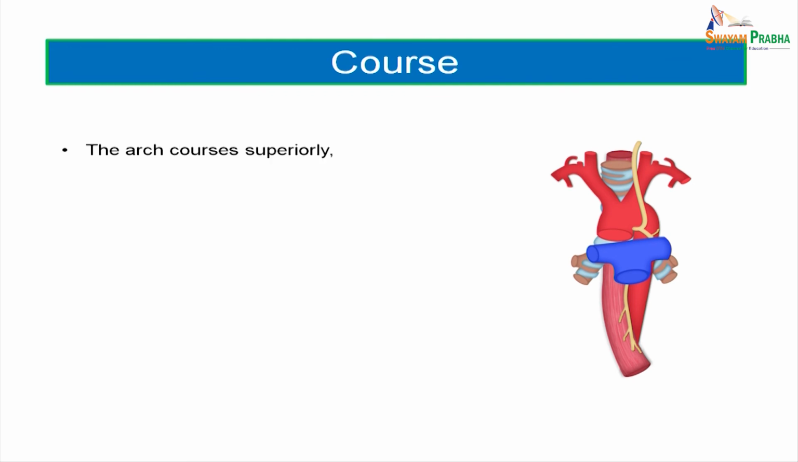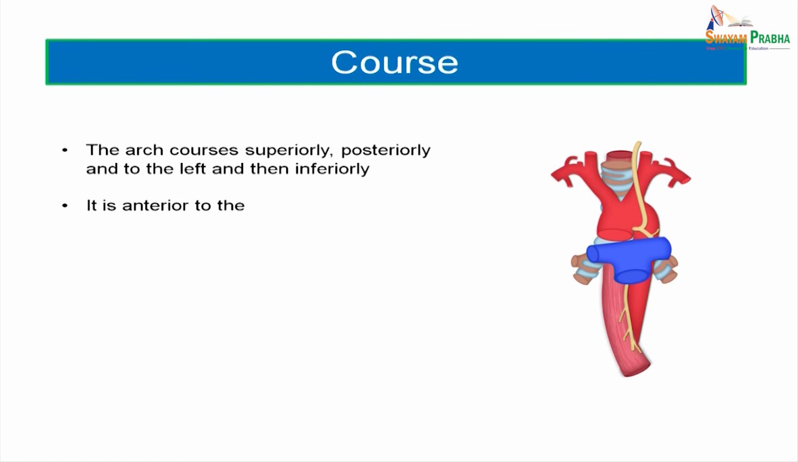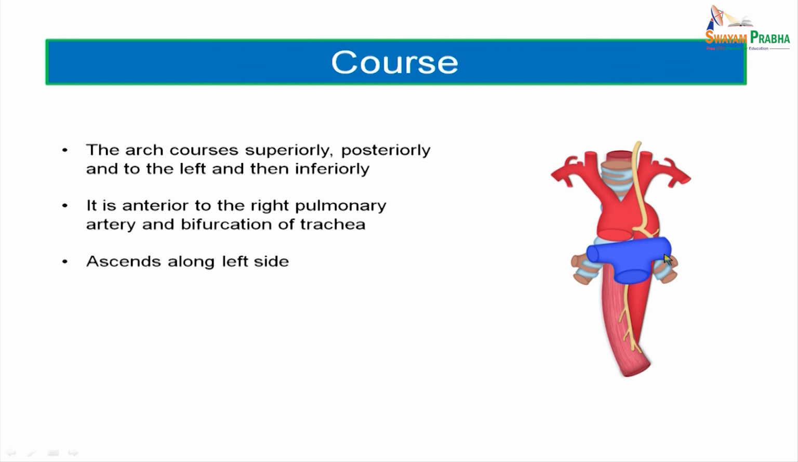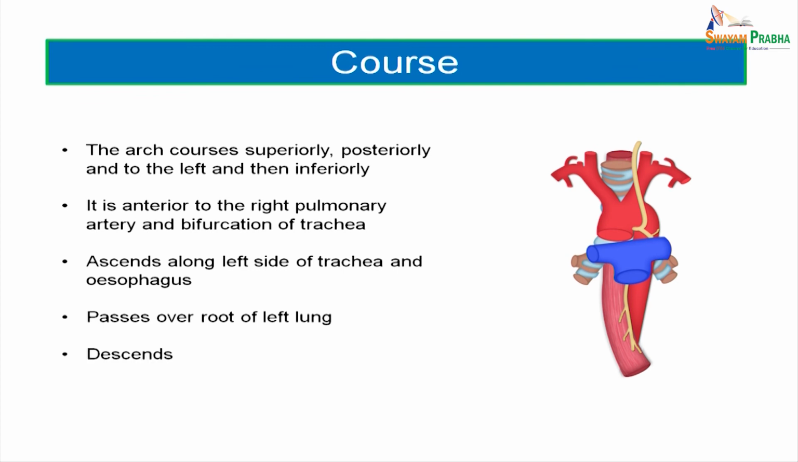So what is the course of this arch? Initially the arch courses superiorly, posteriorly, and to the left, and then finally inferiorly. It is anterior to these two structures, that is the pulmonary artery and the bifurcation of the trachea. It then ascends upwards on the left side of the trachea and esophagus. And over this region, as the arch proceeds backwards, it is resting over the root of the left lung, and then it proceeds onto the posterior aspect and descends inferiorly as a continuation of the descending thoracic aorta. And this ends at the T4 vertebra.